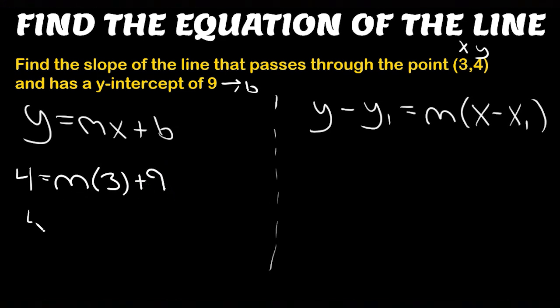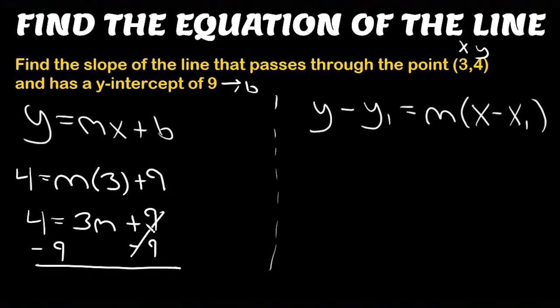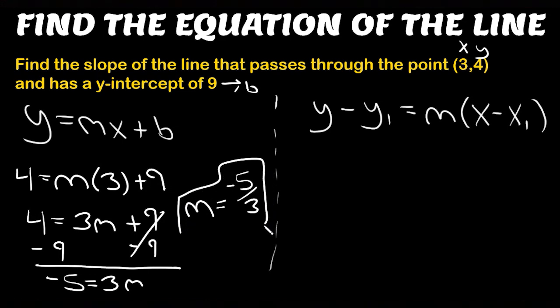So now I have 4 equal to m times 3, 3m, and then plus 9. Let's move this 9 over, so minus 9, okay? This will cancel. I end up with negative 5 here, equal to 3m. My last step is to divide both sides by 3, and that means my slope is m equal to negative 5 all over 3, okay? And there it is. Now again, they don't want the equation of the line, they just want the slope, so we're going to leave it like that.